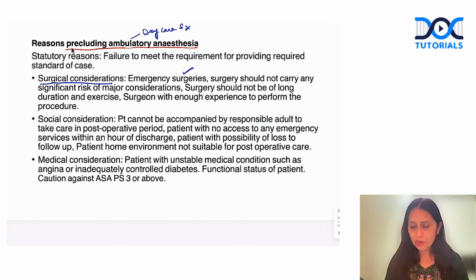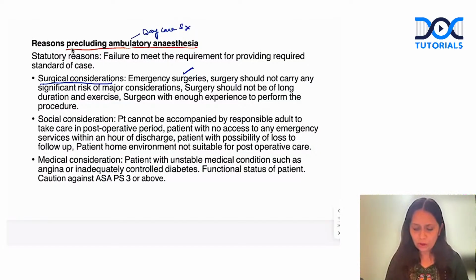So emergency surgery. Surgery should not carry any significant risk of major complication. Not third space fluid loss, not major blood loss happening during surgery. If any such surgery, we have to get the patient admitted. So surgery with minimal complications, right? Not something where a great blood loss or third space loss, etc., can obviously happen in surgery.